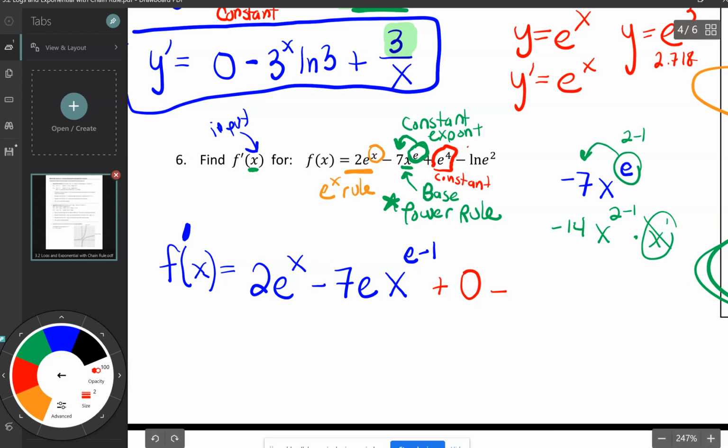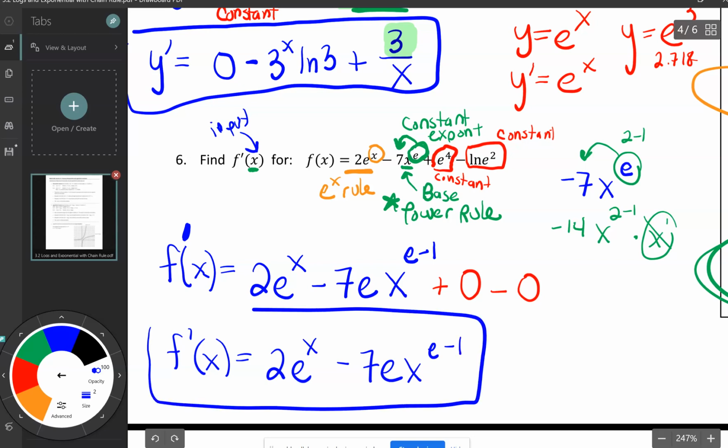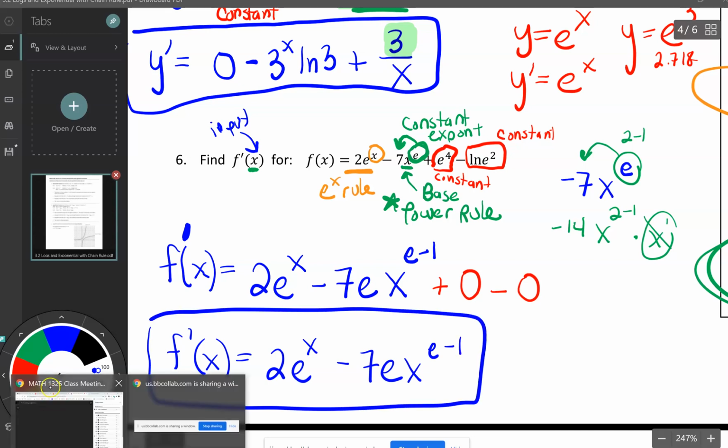And then I'm subtracting ln of e squared. Do you see a variable anywhere in there? No, it's a whole bunch of constants. That's a constant. I could plug that in my calculator and get a yucky decimal number, so that's also a 0. So your derivative for this one is just 2e to the x minus 7e x to the e minus 1. And you do not have to do any algebra on that.